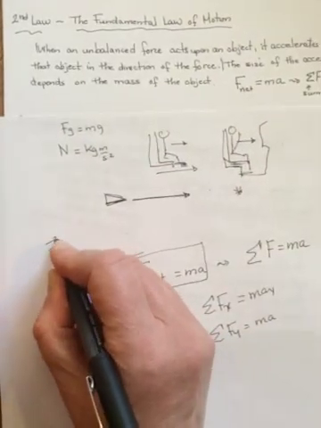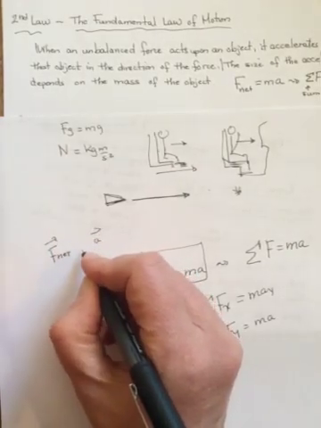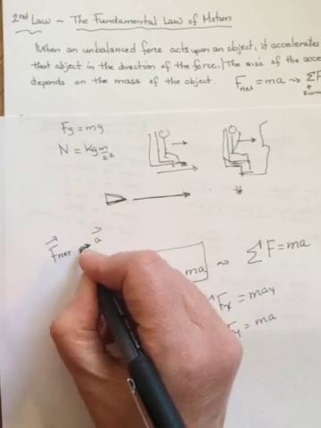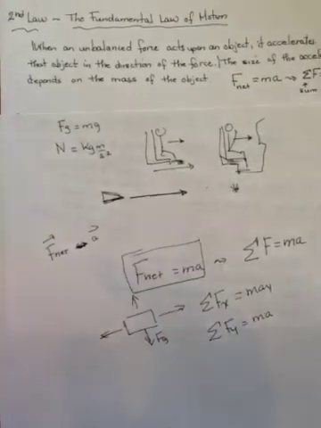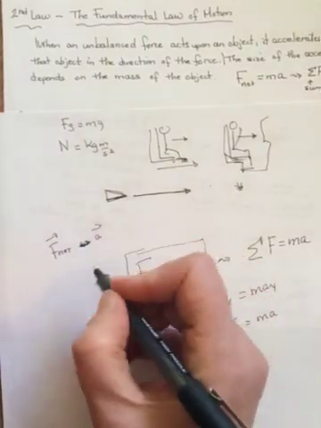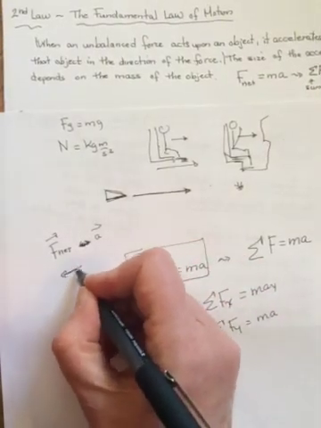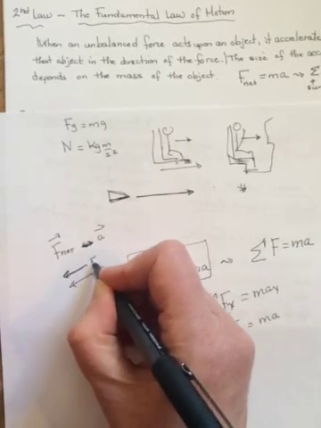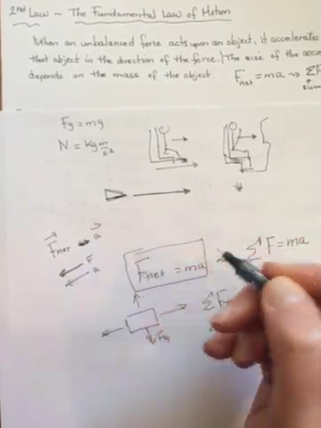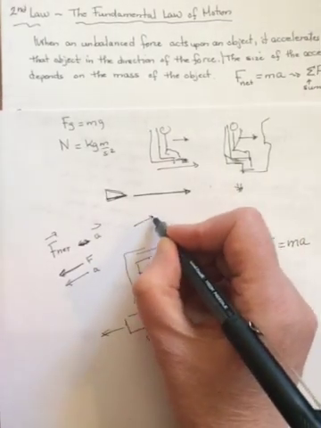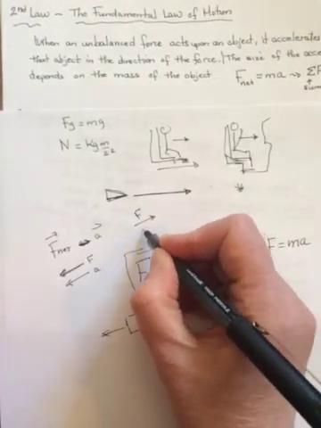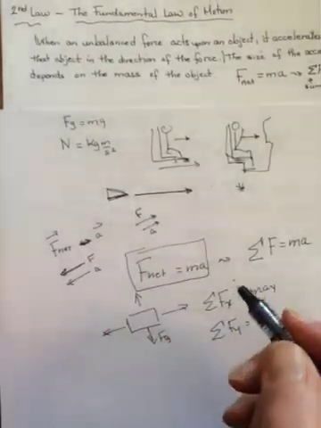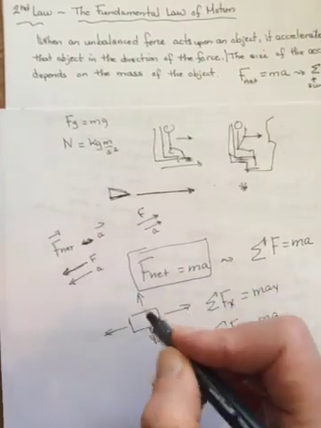So the F net and the a will always be in the same direction. That makes sense. If you're driving down the street and the light turns red, you step on the brakes, which puts a force in the opposite direction of your motion, and you slow down, which means your acceleration is in the opposite direction of your motion. When the light turns green, you step on the gas, which puts a forward force on your car, and you accelerate forward. So always, the F net and the a will be in the same direction.